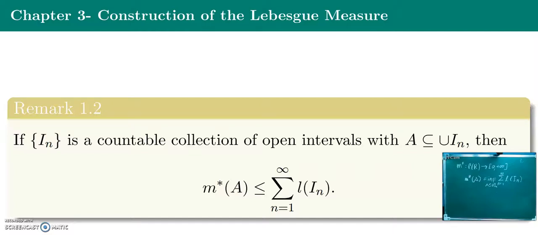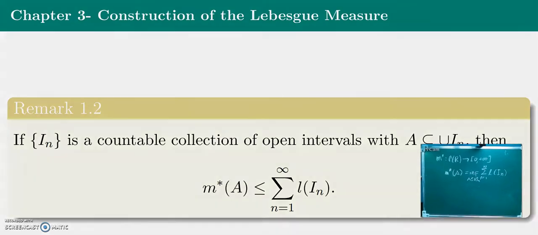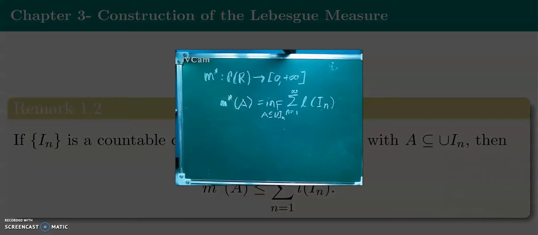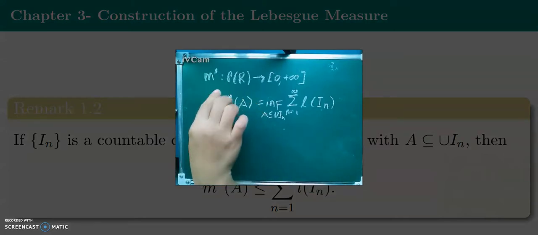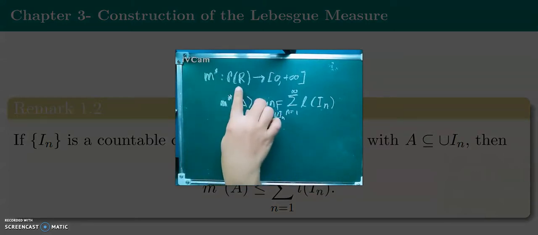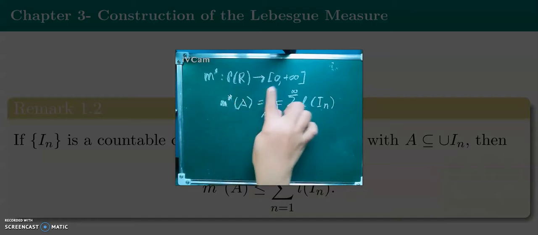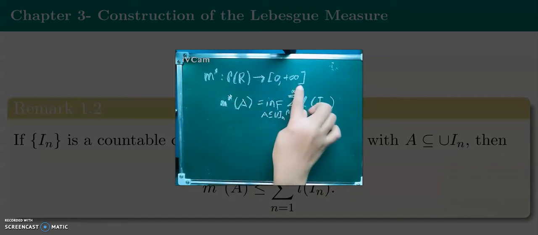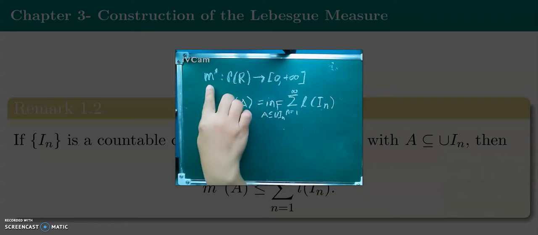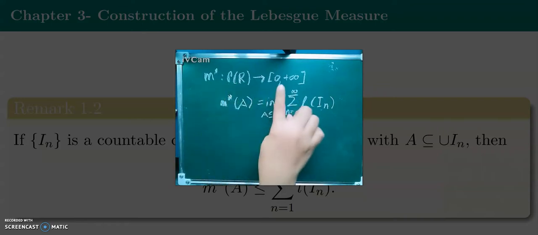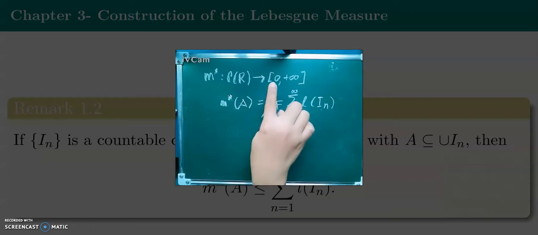Good day, everyone. In this video, I will present some known results on Lebesgue's outer measure. Now, recall that for the Lebesgue outer measure, we have the function m star from the power set of the set of real numbers to the closed interval from 0 to positive infinity. Take note that our function m star is always greater than or equal to 0 because we will be using that one later on.